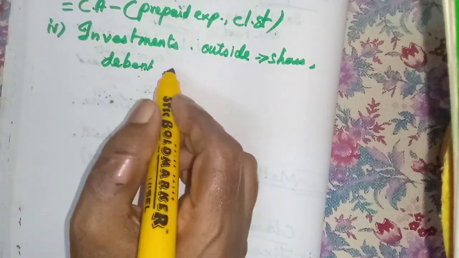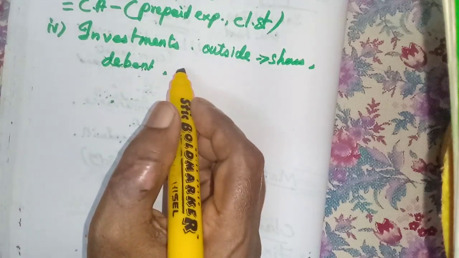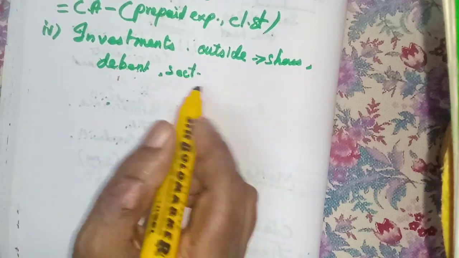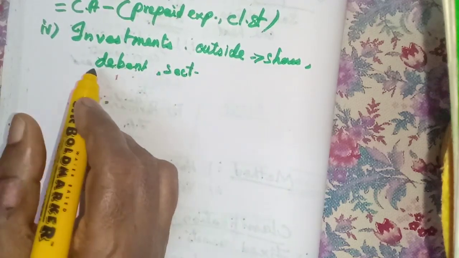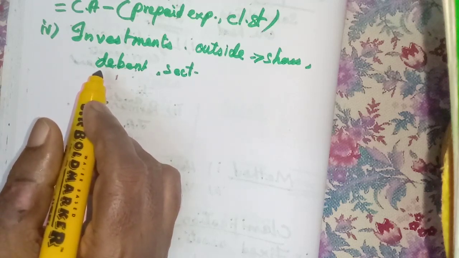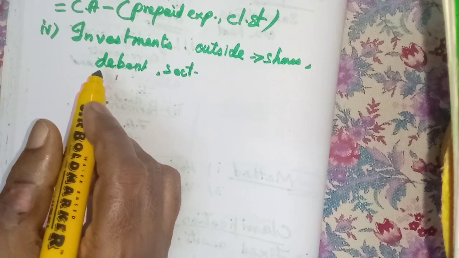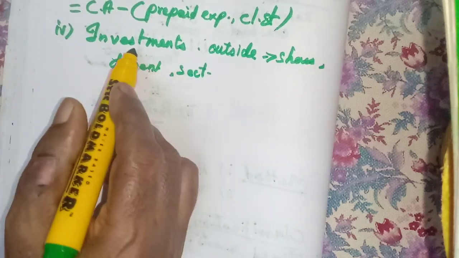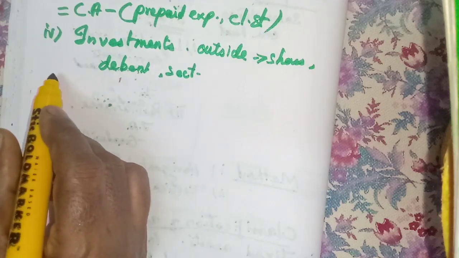Okay, and the debentures or any other securities they can invest in. So these are also assets, current assets. We can call them short-term investments, and they will be grouped under the current assets.